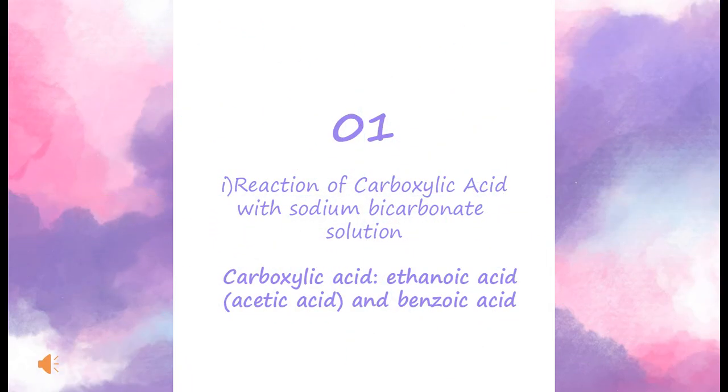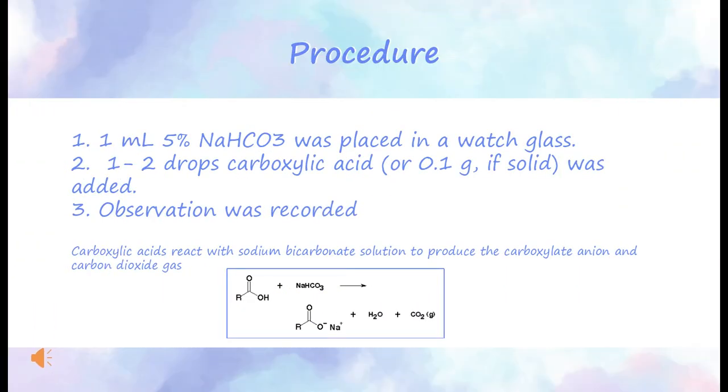So we're going to see the first experiment, which is the reaction of carboxylic acid with sodium bicarbonate solution. The carboxylic acids involved in this experiment are ethanoic acid and also benzoic acid. Next, we go on to the procedure. First, 1 milliliter of 5% sodium bicarbonate solution was placed in a watch glass. Second, 1 to 2 drops of carboxylic acid, or 0.1 gram if solid, was added. And the third, observation was recorded.